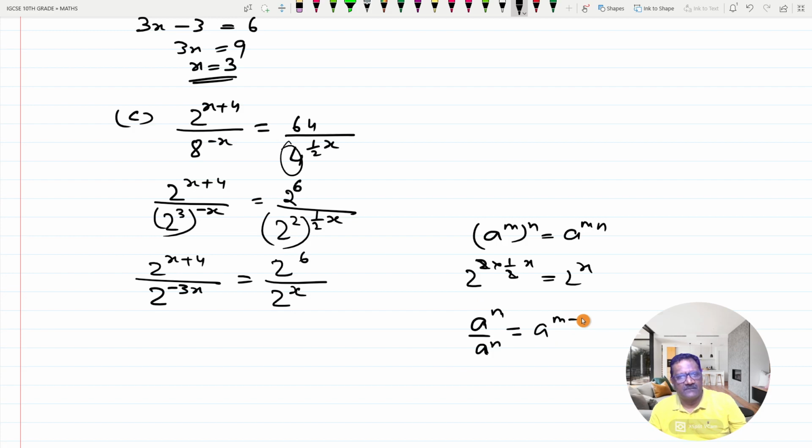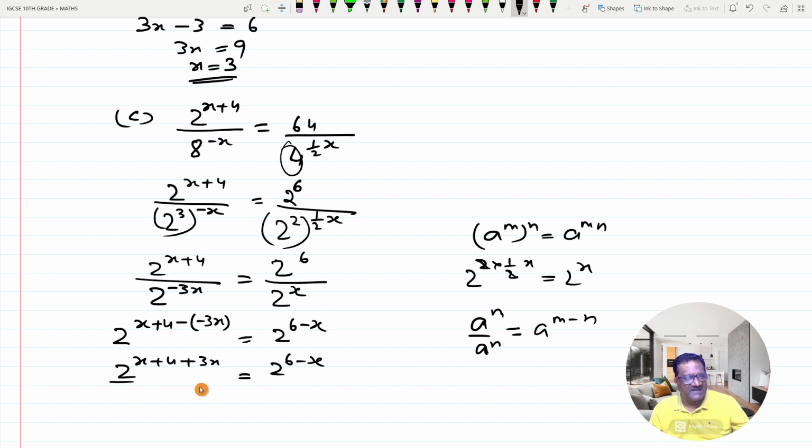This will make me write this as 2 raised to x plus 4 minus of minus 3x equal to, here I can write 2 raised to 6 minus x. Now if I open this, this will be 2 raised to x plus 4 minus minus, plus 3x equal to 2 raised to 6 minus x. Now let me work out this also. x plus 3x is 4x plus 4. And this will be 2 raised to 6 minus x.